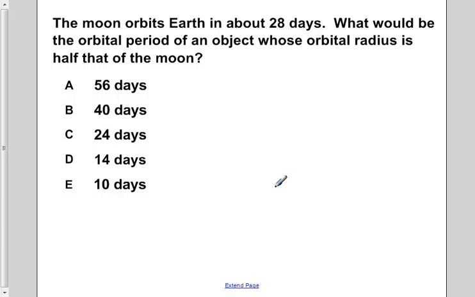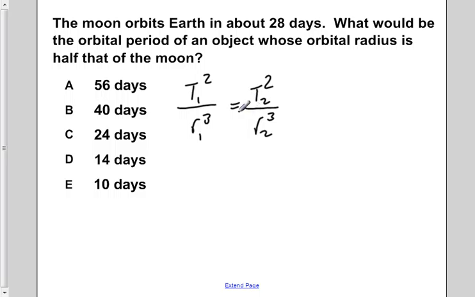So for this quick problem, we're going to have to apply Kepler's third law, which is T squared over r cubed is equal to T squared over r cubed. So let's label this for our first object and then for our second object here.